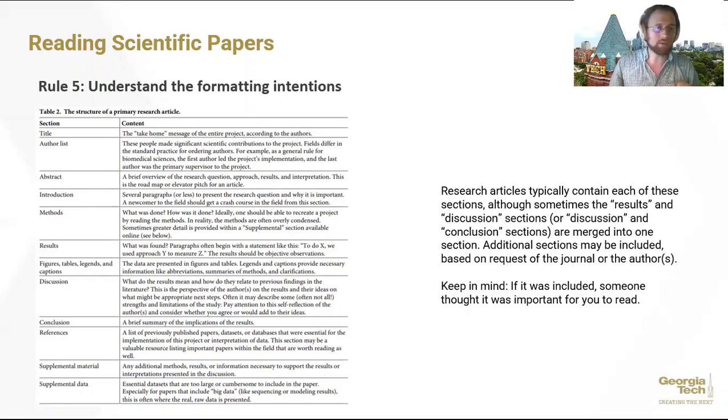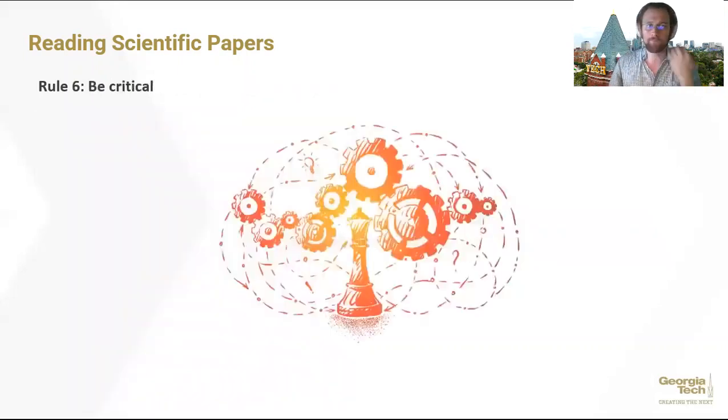And if there are ambiguities between different types of scientific papers or different journals that you might find, always revert back to the journal's website, as they will have all the paper specifications and what needs to potentially go into what section. The next thing is to really be critical.